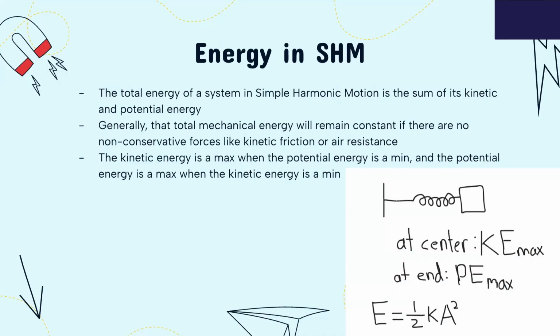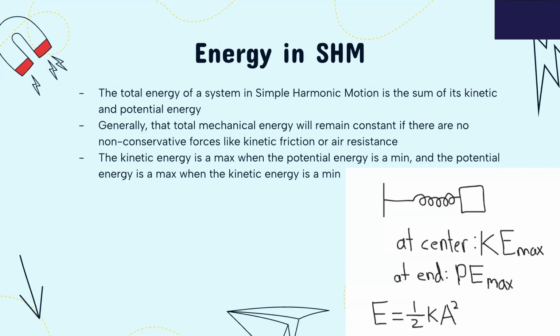Okay, what does energy look like in simple harmonic motion? So the total energy of a system in simple harmonic motion is the sum of its kinetic and potential energy. And usually the total mechanical energy will remain constant, assuming no non-conservative forces like kinetic friction or air resistance. The kinetic energy is the max when the potential energy is the minimum, and the potential energy is the max when the kinetic energy is the minimum.